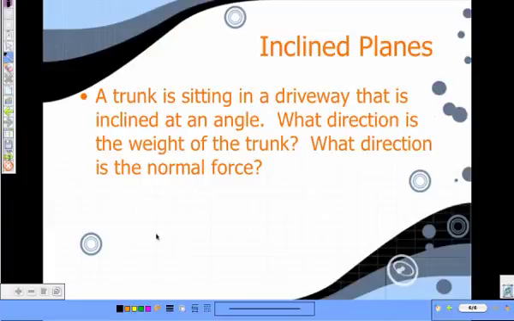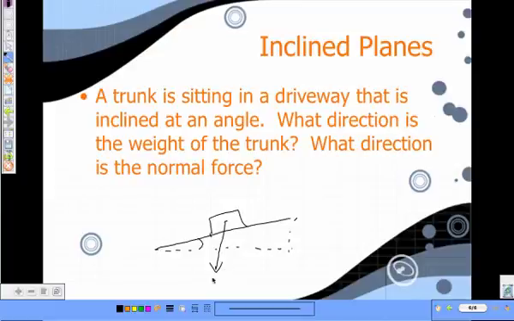So the trunk that's sitting on a driveway, it's an incline at an angle. If we have, this is our driveway, okay, and this is at a certain angle, and here's our trunk. What direction is the weight of the trunk? Downward, straight down. So here's our weight.